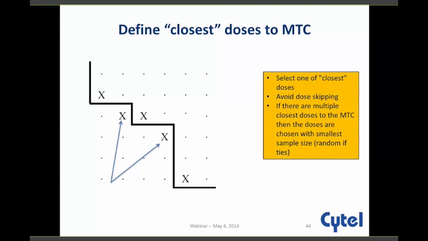And once you do that, then you can select among one of these closest doses. You can have different criteria for skipping doses, which I'm going to be mentioning on the next slide. So you can avoid dose skipping if you want. And if there are multiple doses which are closest to this maximum tolerated contour, then you can choose among them with some sort of criteria. One of the criteria that we are allowing you to use is the one that corresponds to the smallest sample size, a combination of a priori and a posteriori sample size based on this beta distribution that we have used.